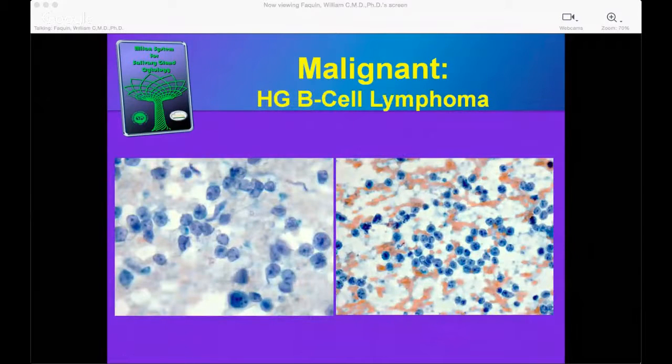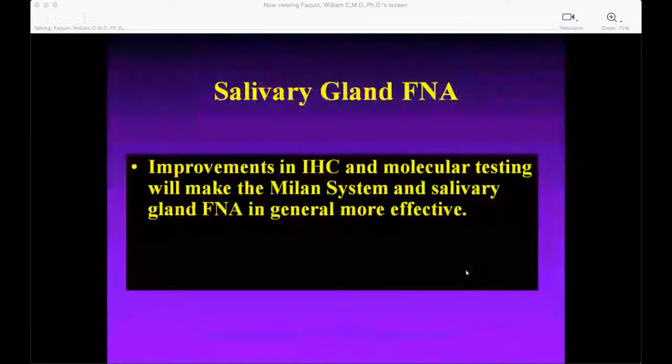Here's an example of an FNA of a parotid gland lymph node, and we have this dispersed population of cells with necrosis. It looks malignant, and if you did ancillary studies, you could show that these are lymphocytes and that they're a clonal population of B cells, and you could make a diagnosis of a high-grade B-cell lymphoma.